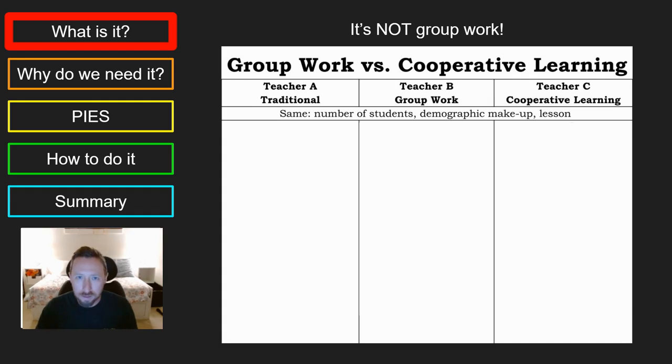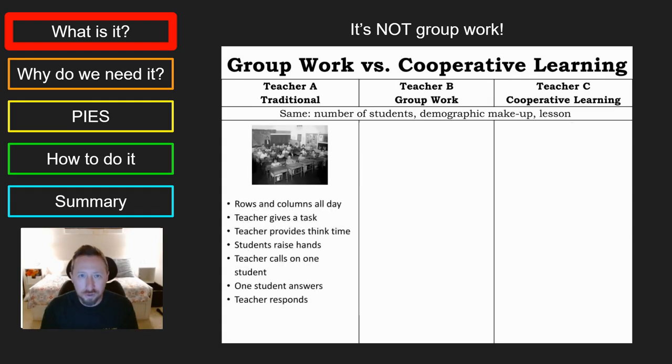Now, let's take a look at three different types of learning structures within the classroom and see how cooperative learning compares to these. In our traditional learning classroom, we're going to have students sitting in rows or in columns all day long. The teacher is going to ask a question. They'll provide think time. The student raises their hand. The teacher calls on one individual student, and that one student responds, and then the teacher tells them whether or not the answer was correct. Right?